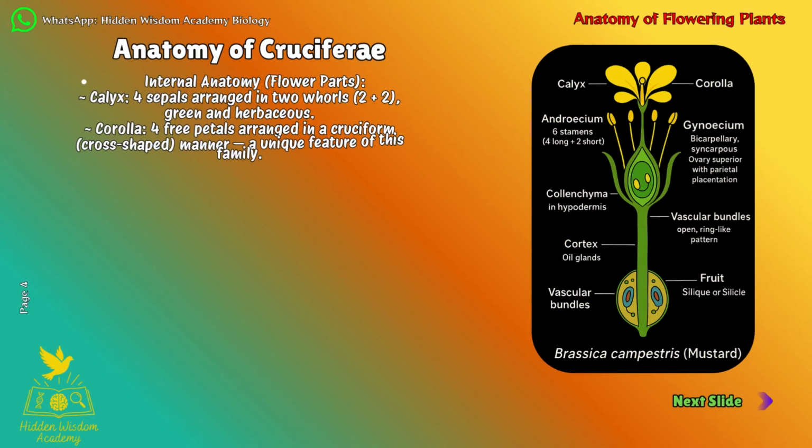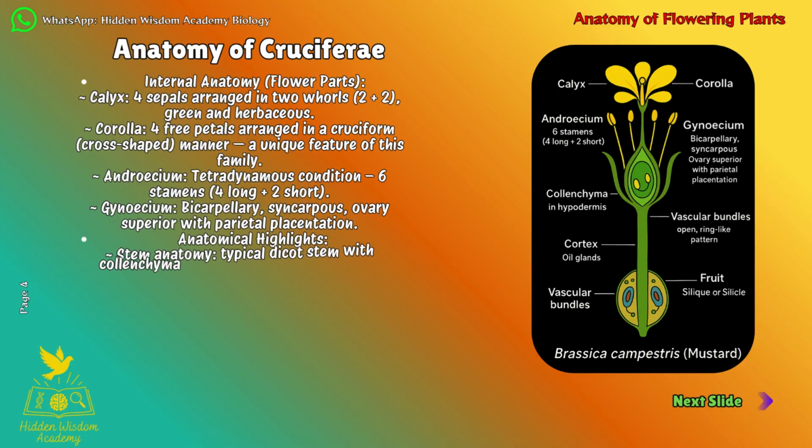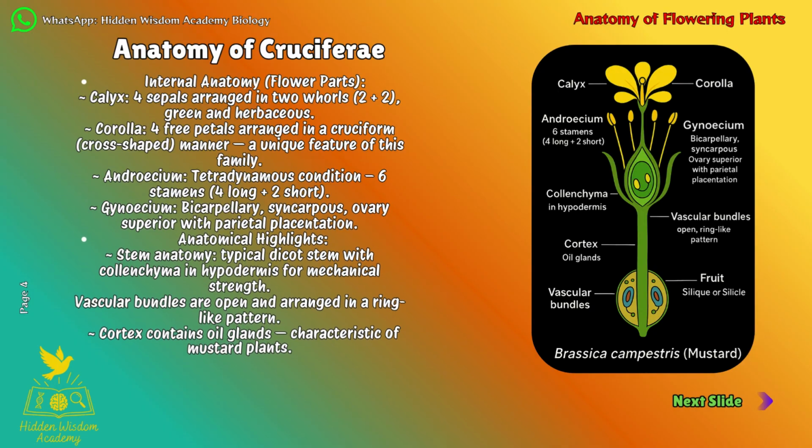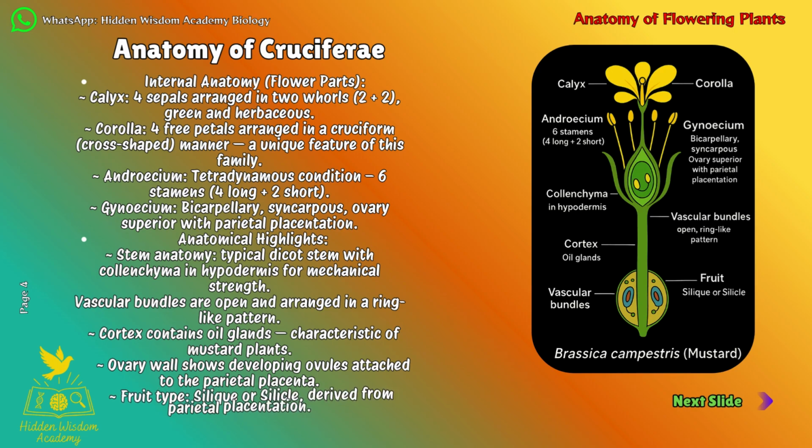Let's look at the anatomy of Cruciferae family. In the Cruciferae family, the flower has 4 petals arranged in a cross shape, that's why it's called cruciform. The androecium has 6 stamens, 4 long and 2 short, called the tetradynamous condition. The ovary is made of 2 fused carpels and shows parietal placentation. Inside the stem, you'll see dicot features with parenchyma in the hypodermis for support. Oil glands are present in the cortex, and the fruit is usually a silique or silicle. A common example is mustard, Brassica campestris.